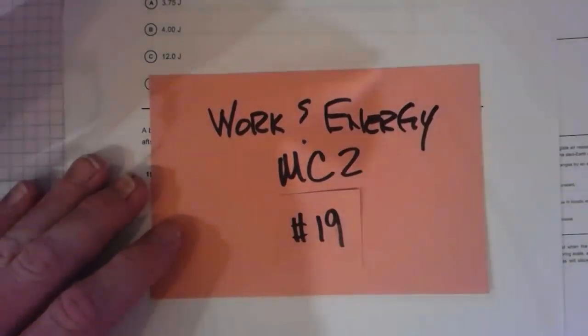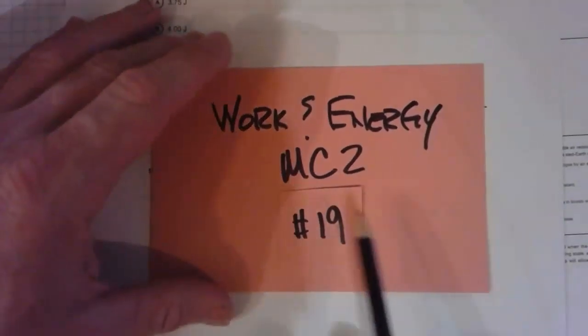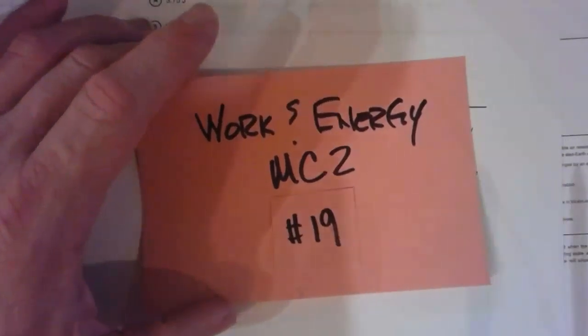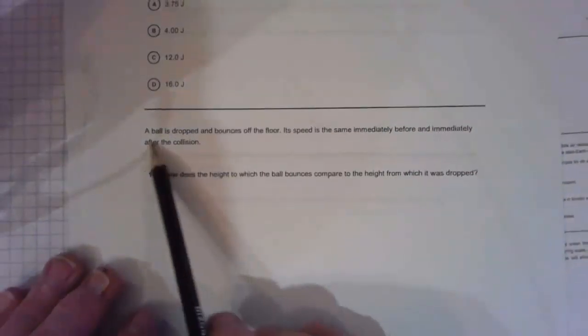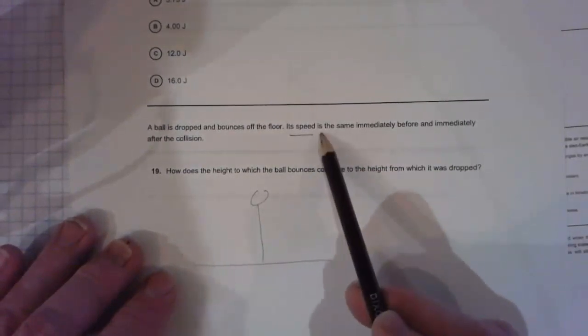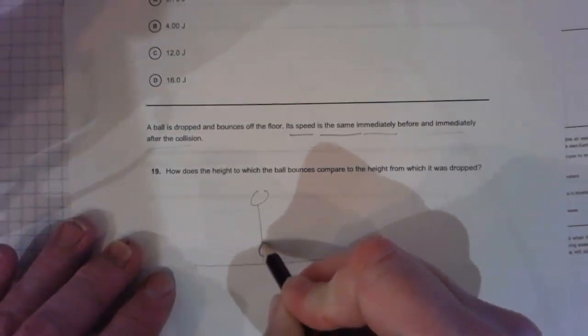All right. Number 19 in work and energy multiple choice set 2 says a ball is dropped, comes down, bounces off the floor. Its speed is the same immediately before and immediately after the collision. So whatever the speed is here, notice speed does not include direction.